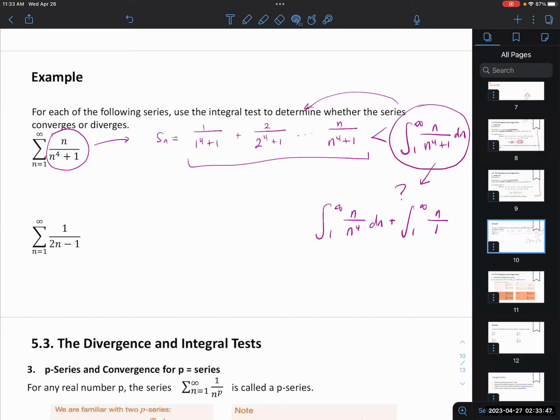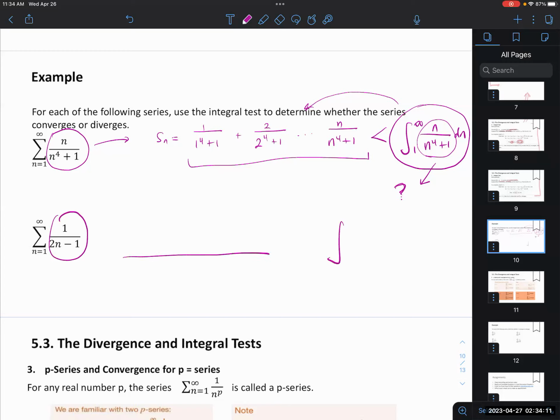Oh, I have a little mistake. One second. So this is a question mark, right? Because this is not going to be separated. This is one fraction, n over n to the 4 plus 1. So now you might be looking for another test, the integral test, but this is a little bit difficult to take the integral. Same thing here. How am I going to take the integral?